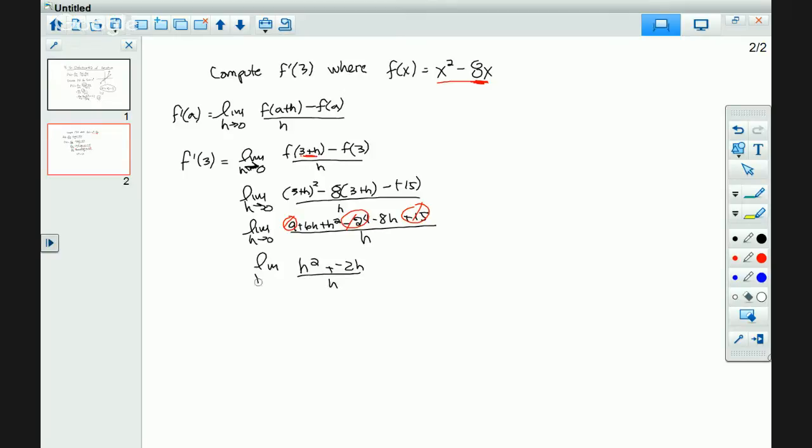Go ahead and finish, because you should be able to look back there. Now we can cancel those. Plug and chug. And that's correct.